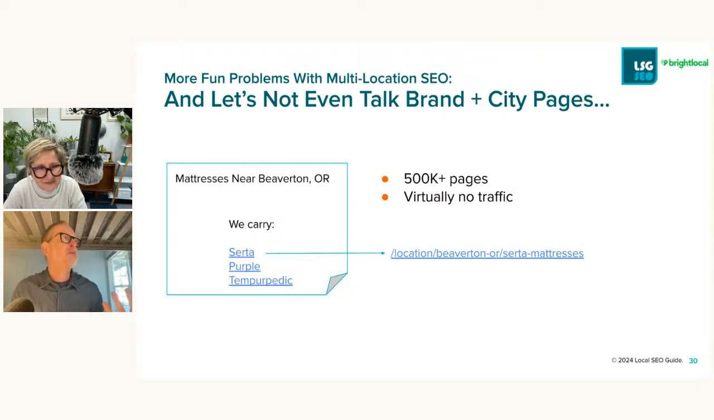They did the same thing with brands. So they carried mattresses, and they were like, okay, we have Serta mattresses near Beaver, Oregon, Purple mattresses near Beaverton, Oregon. So if they had like 10 brands, they now have like over 500,000 pages. Again, virtually no traffic. So we told them to get rid of that stuff, and now their traffic's kind of recovering. This stuff actually worked probably for them 10 years ago, which is when the site was probably last built.